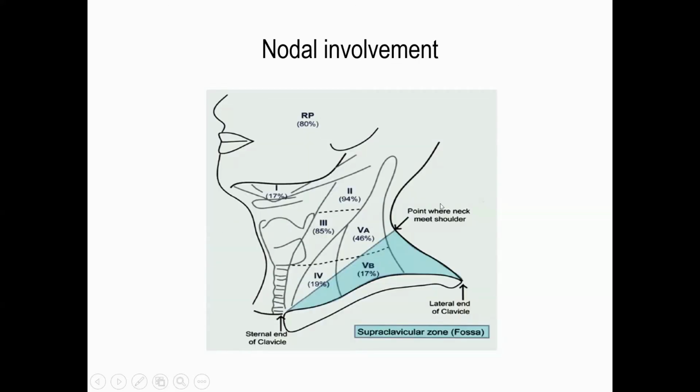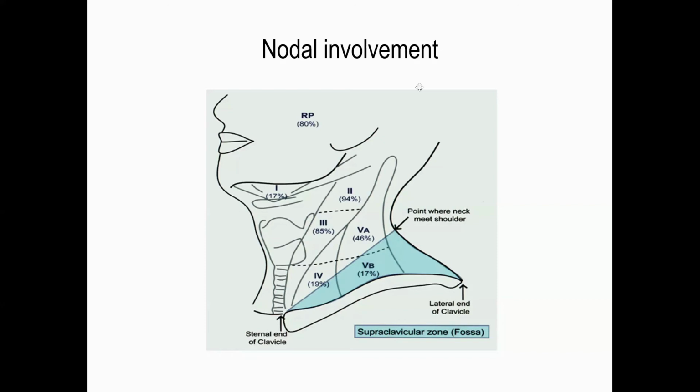Now coming to the nodes. Now the second part of the staging is nodes. Whenever we discuss carcinoma nasopharynx, you always think about retropharyngeal nodes. Retropharyngeal lymph nodes are the characteristic lymph nodes of carcinoma nasopharynx, but they are not the most common.